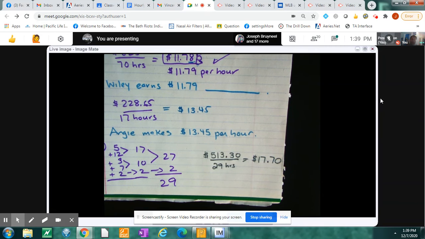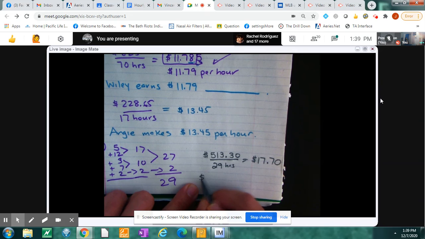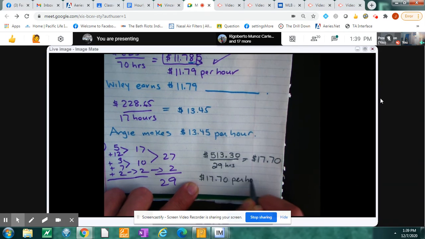A lot of kids say, oh, that's $17.07. No, it has to be 07. If you add a 0, that's 70. So always add a 0 if there's an integer missing. So this is $17.70 per hour.